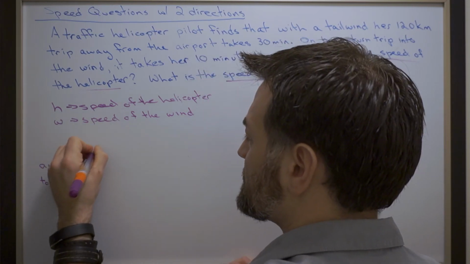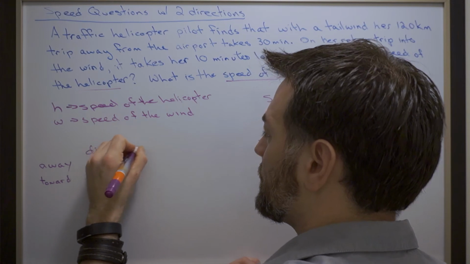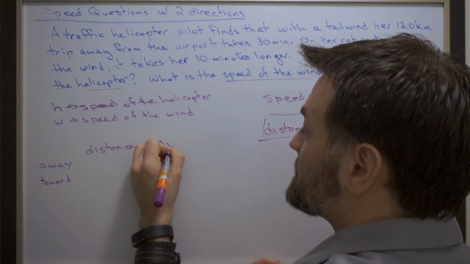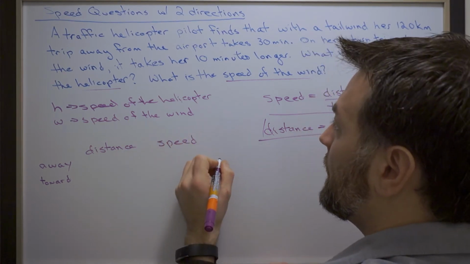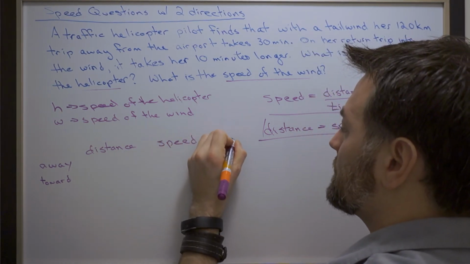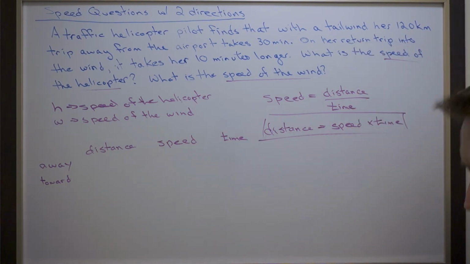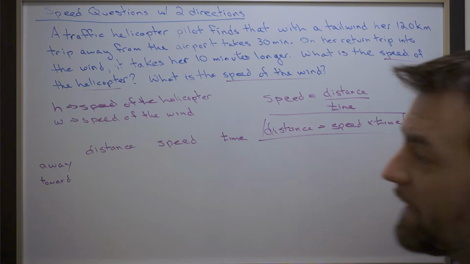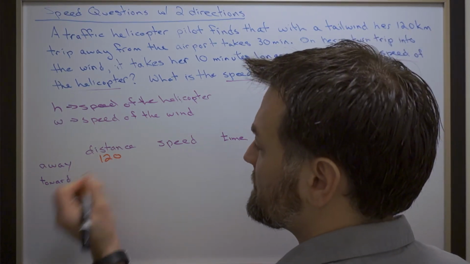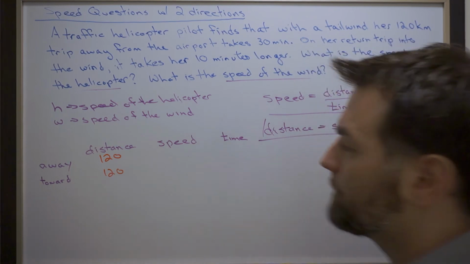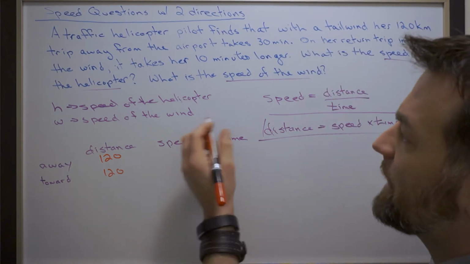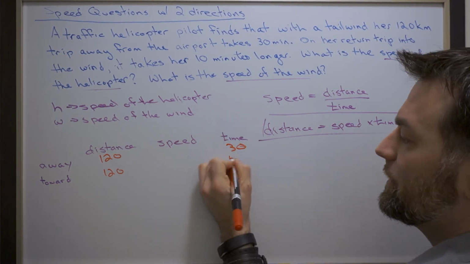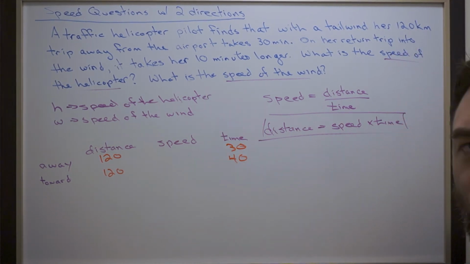We have a distance that we're given here. We're going to have to figure out a speed, and we know the times. So there are our three parts that we need, and if we fill this in, we have the distance in both cases, away and towards, is 120. The time away is 30 minutes, and then it's 10 minutes longer, so that would be 40 minutes when it goes back towards the airport.